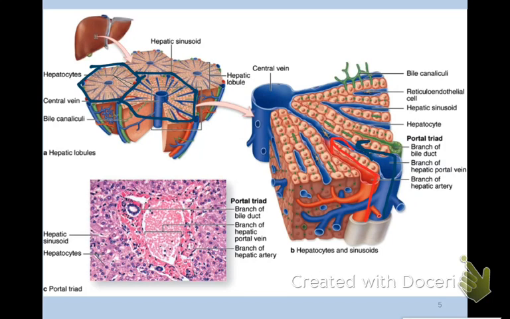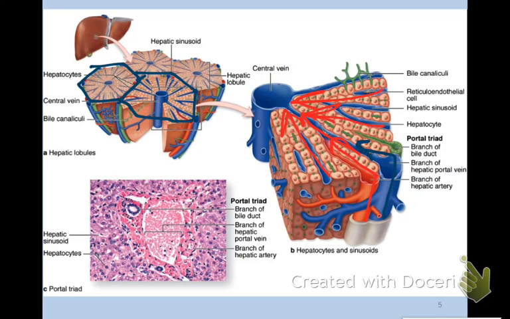They're mixing and heading and being filtered. So this whole section, as they're moving here, they're getting filtered and even more deoxygenated, and then going into the central vein. And then the central vein is going to eventually lead out to the hepatic veins that go back to the heart.